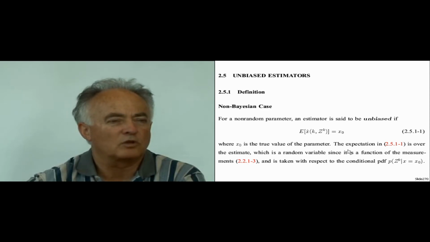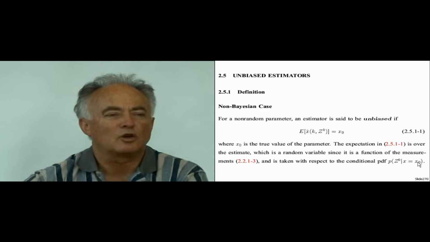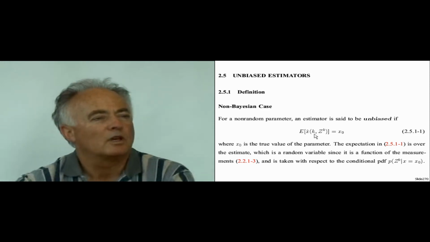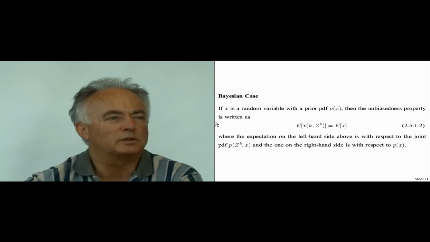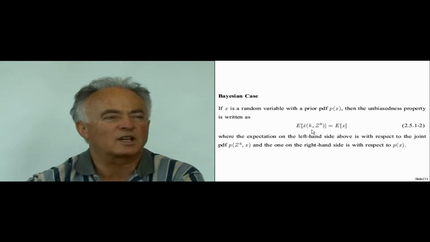Clearly, the expectation over the estimate, because it's a random variable due to being a function of the measurements, is taken with respect to the conditional PDF, p of the bunch of measurements given x equal x0. So evaluated, the likelihood function turns out to be, in this case, the density according to which we calculate this expectation, so at the true value of the parameter. In the Bayesian case, if x is random with a prior p of x, you take the average over the estimate, and now the expectation is taken over not only the measurements, but also the various values that this random variable x, the unknown x, can take. So we take an expectation over x and z, and the result should be the mean of x.